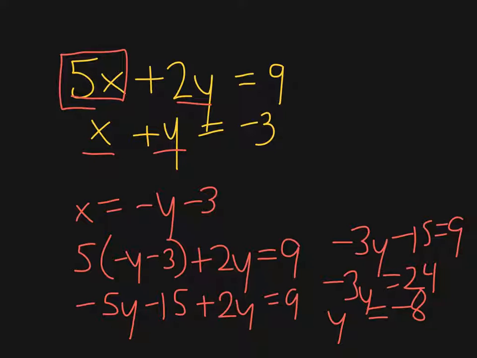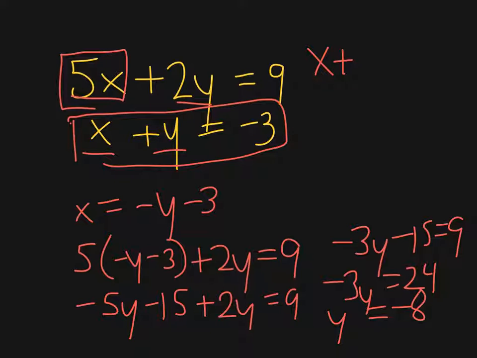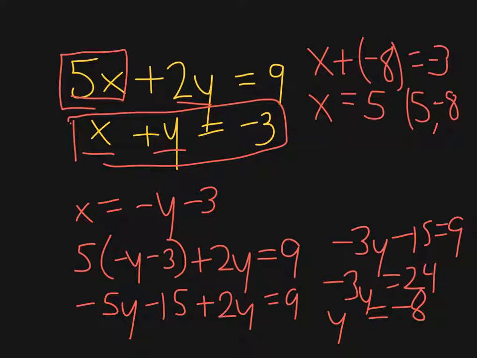Now I'm just going to plug that into either of the two equations. I'm choosing to plug it into this one here because it's a little bit easier to work with here. I'm going to plug it into here. So x plus negative 8 is equal to negative 3. Add 8 to both sides. So x is equal to 5. So my answer should be 5, negative 8. That should be my answer.